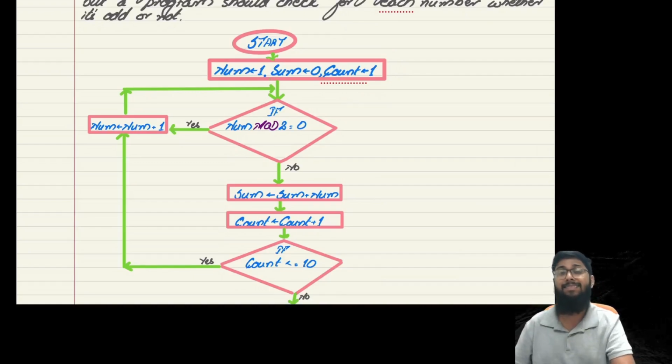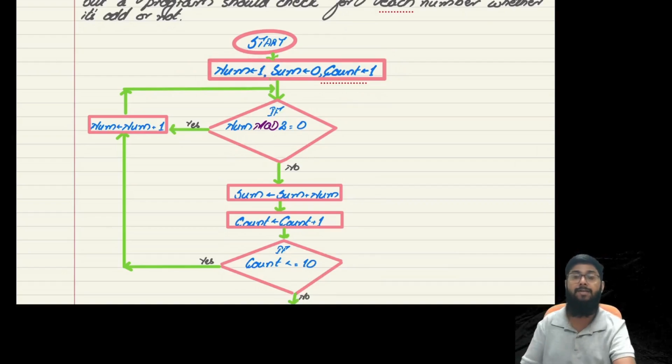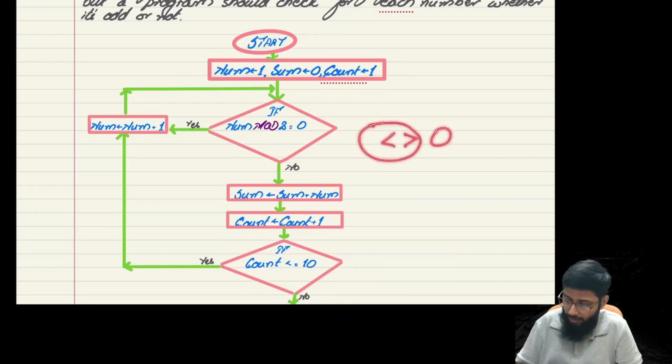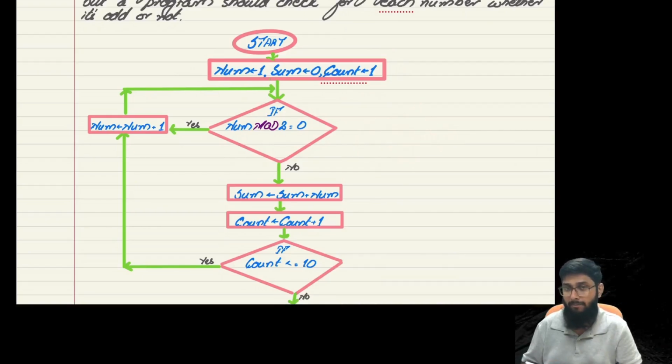Now it says you need to check for each value. So we do have num 1, that means it's the first value. Now we are going to check whether it's odd or not. So what was the condition to check whether the number is odd or not? The condition was num mod 2. That means any number divided by 2, if we are getting the remainder as 0, that means it's an even number, and if we are not getting the remainder as 0, that means it's not equal to 0. Over here, not equal to is represented in this manner. So not equal to 0 means it will be an odd number.